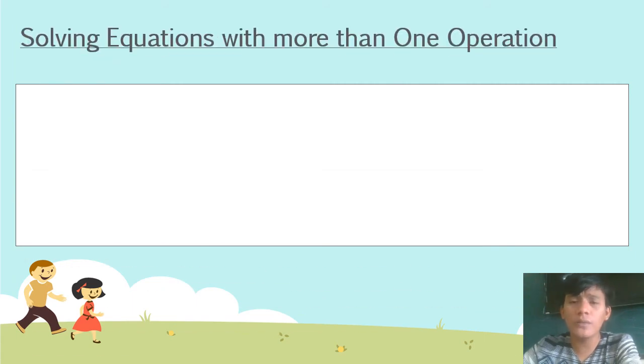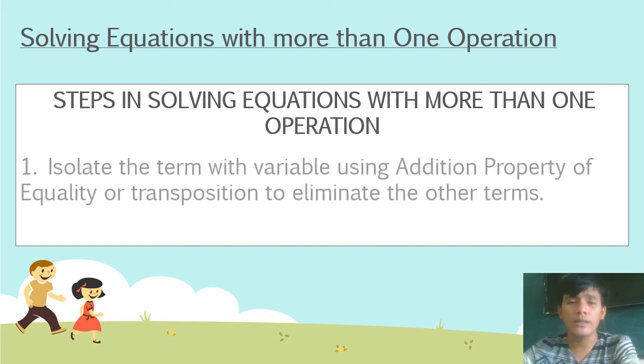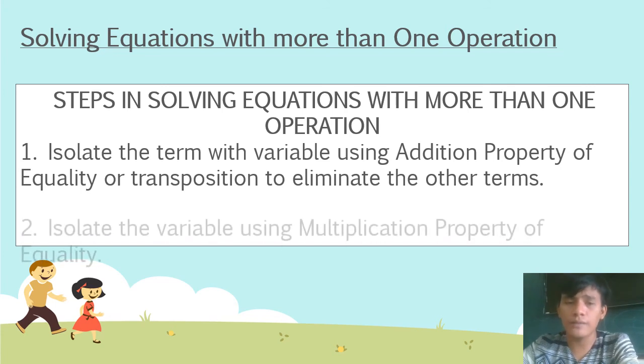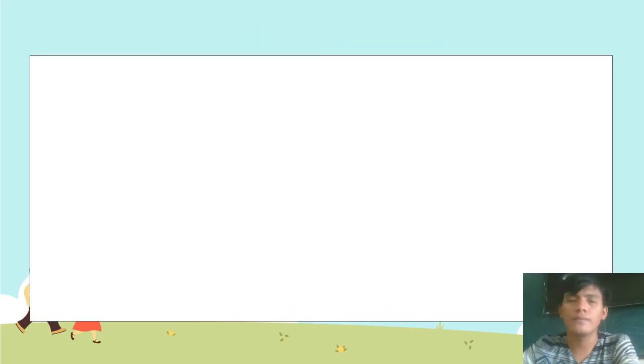Solving equations with more than one operation. Steps in solving equations with more than one operation. Step 1. Isolate the term with the variable using the addition property of equality or transposition to eliminate the other terms. Step 2. Isolate the variable using the multiplication property of equality. Let's have an example for this one.